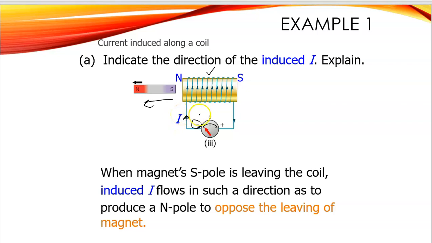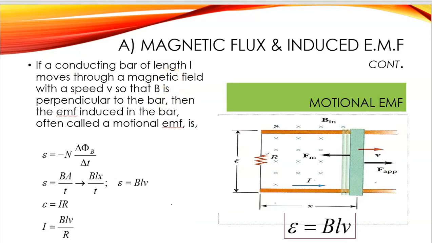Now, so you can follow so far, right? Now, we continue with the next subtopic, which is motional EMF. It is similar to the induced EMF actually, but in this scenario, we will not use any coil or any copper wire. Instead, we will use a conducting bar.